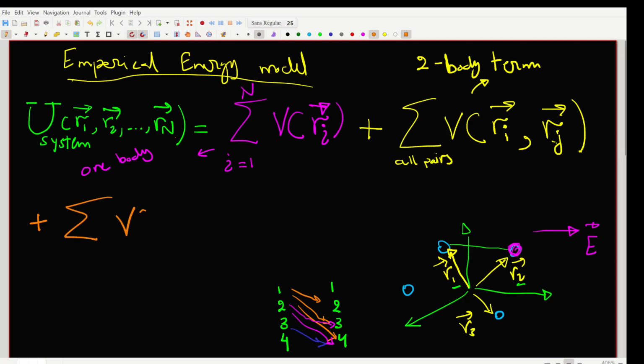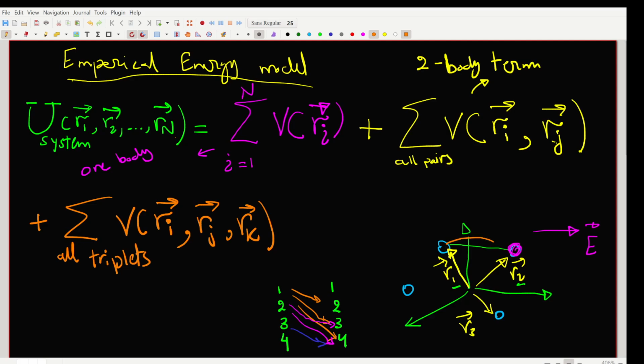So it's the potential energy due to three-body terms. So it's a V of Ri, Rj, Rk. So it depends on three position vectors. And this actually goes as a sum over all triplets. So you see, for example, this is one triplet, R1, R2, R3. It's a triplet centered on R2.